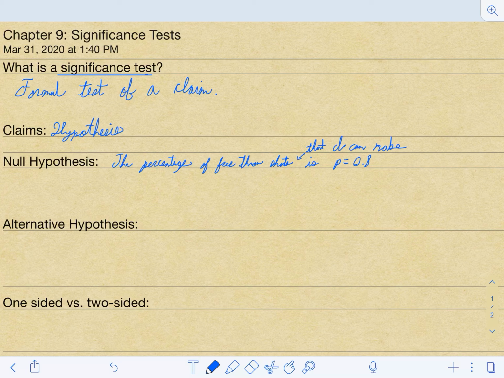Now, the alternative hypothesis says, what if that's not true? What would it be? So an alternative hypothesis oftentimes goes like this. Specifically, if we were talking about the basketball kid, the percentage of free throw shots is, for basketball shots, you're probably not going to be better than that. It'd probably be less than.